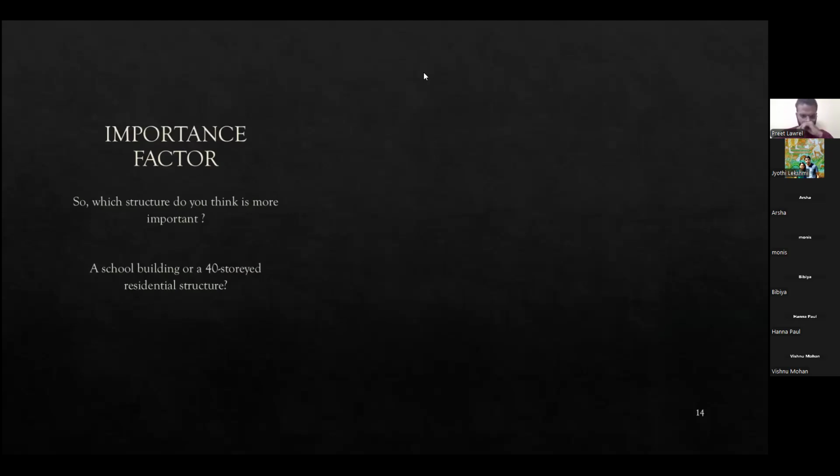Another question. Which structure do you think is more important? Is it a school building or a 40-story residential structure? Can anybody answer me? If you are shy to speak up, you can put it in the chat box also.